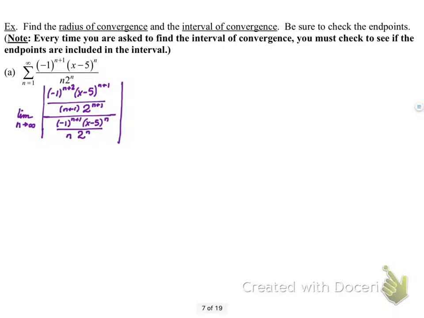Okay, here is what the next term divided by the current term looks like for this problem. We're going to simplify it. Once we simplify it, we're going to try to figure out the radius of convergence, then the interval of convergence.